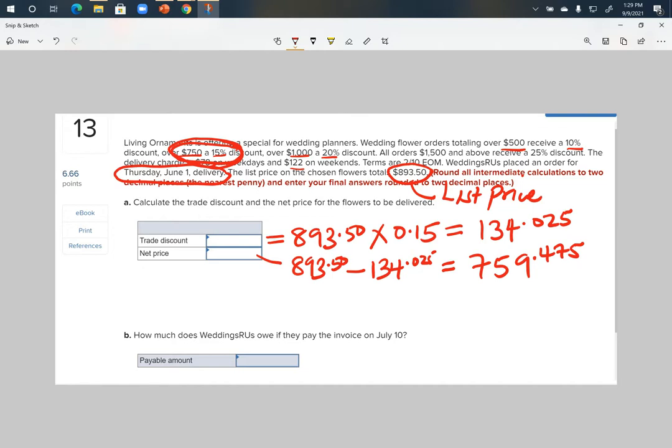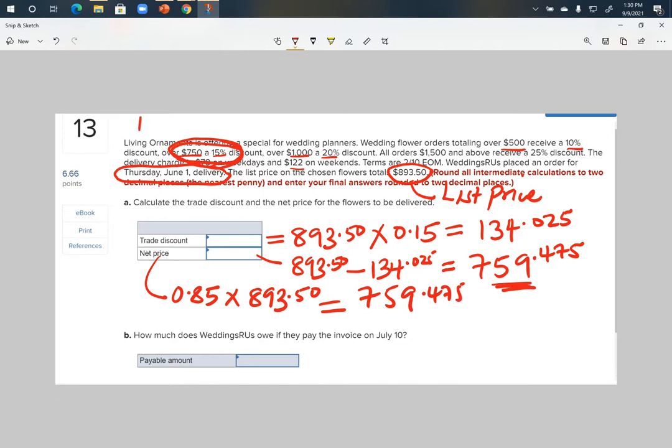The other way to do it is this: if you're getting a discount of 15%, you end up paying 85%. So you take the complement of the discount rate, which is 85%, and that is what you'll be paying. You take that times 893.50, and this gives you the same thing, $759.475.